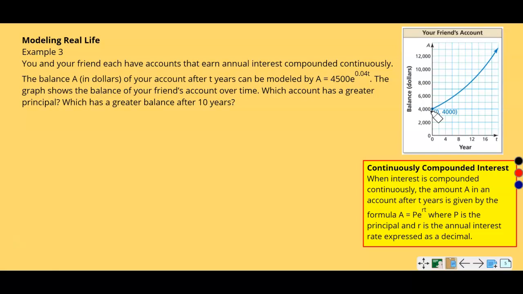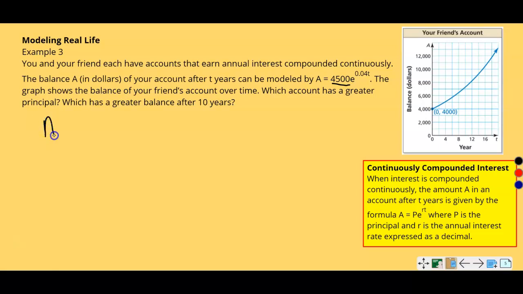All right, so your account shows that you have a starting amount, or your principal, of $4,500. You can look at the graph and see your friend's balance started at $4,000. So you have a greater beginning balance. All right, so which account has a greater principal? That would be you. And which has a greater balance after 10 years?